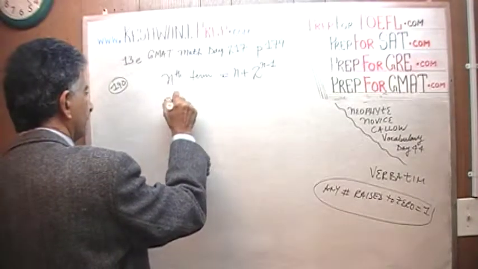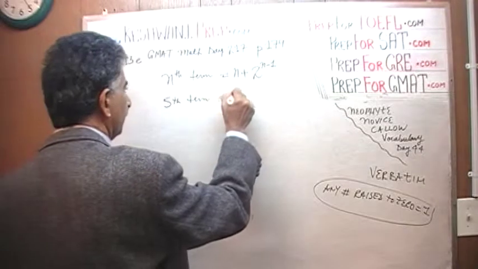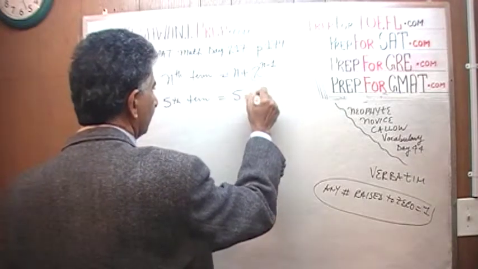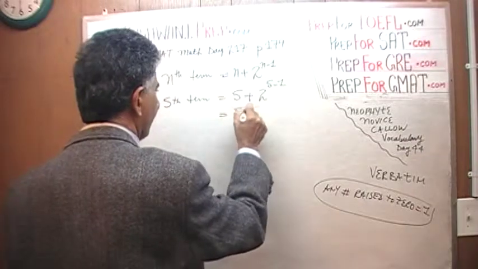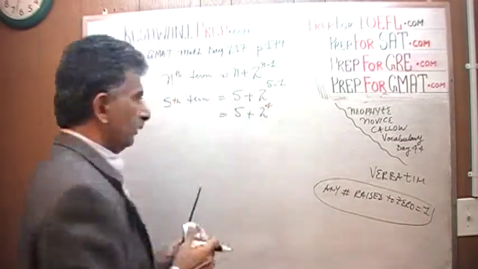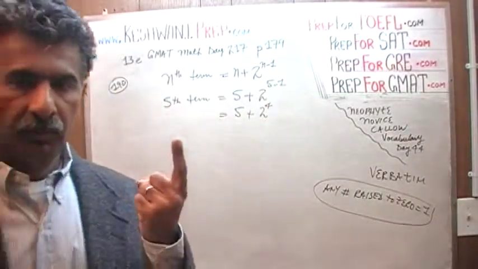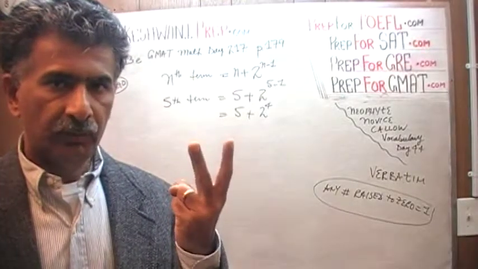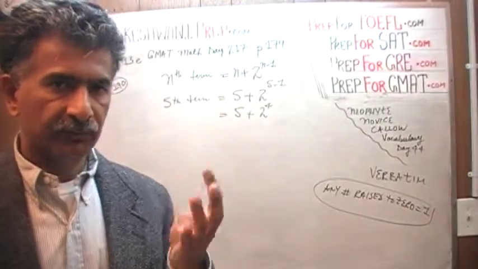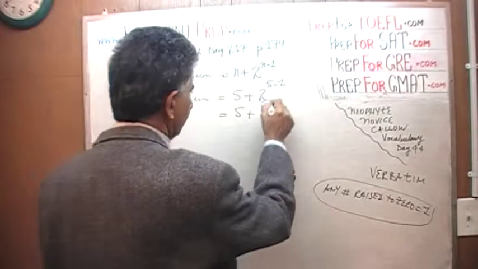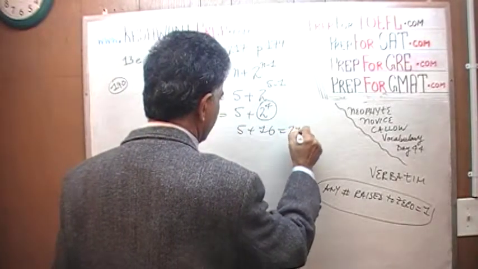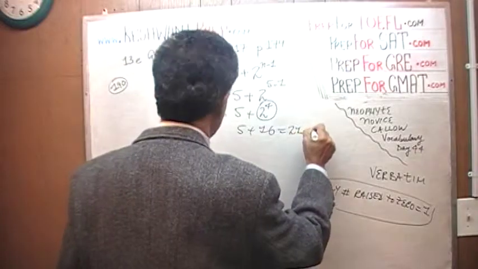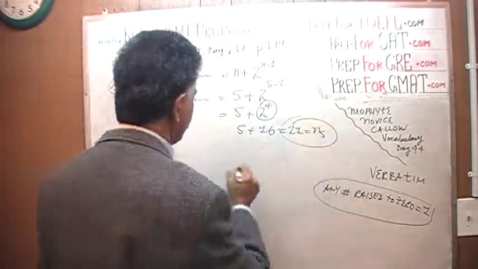The fifth term would be n equals 5: 5 plus 2 raised to 5 minus 1, which is the same as 5 plus 2 raised to 4. How much is 2 raised to 4? 2 raised to 1 is 2, 2 squared is 4, 4 times 2 is 8, 8 times 2 is 16. So we end up with 5 plus 16, which is 21. This is our fifth term. Make a note of it here.